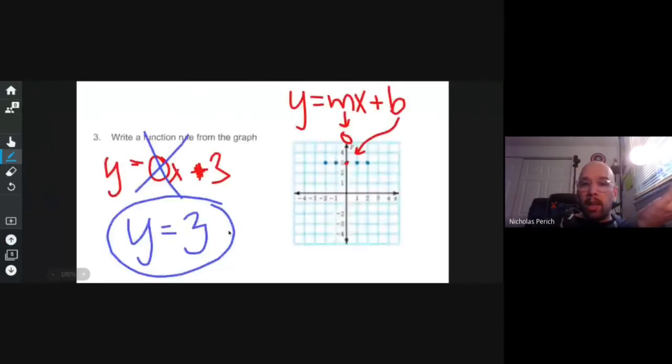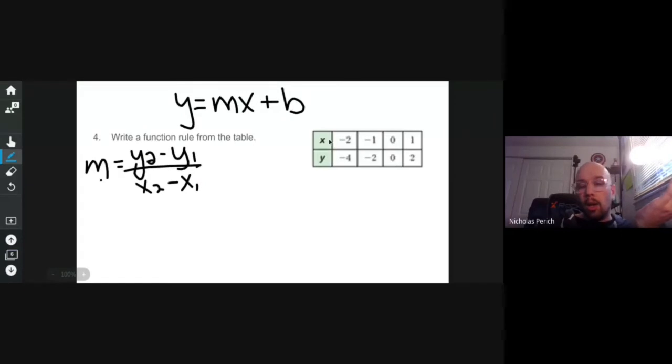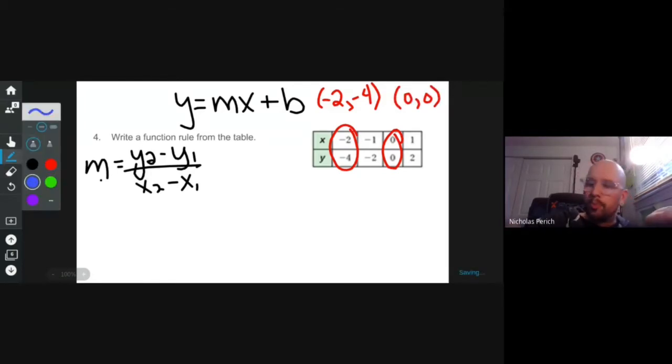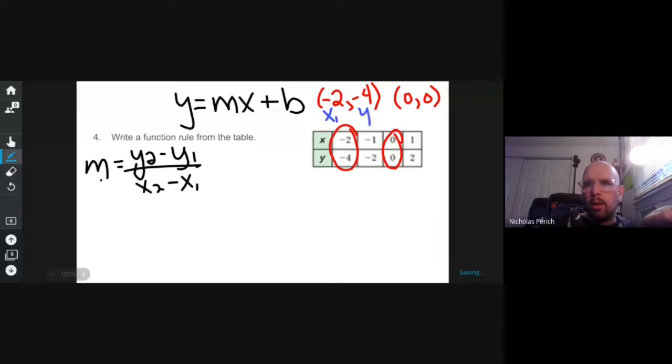Just like Mr. Perich said in one of these problems, it doesn't matter which points you pick. If I just pick 2 points, I'm fine. So let me pick these two, they look like they're going to be easy. So I have -2, -4. And why is it -2, -4? Because the x value is -2 and the y value is -4. This is 0, 0. I now have to label my points: x sub 1, y sub 1, x sub 2, y sub 2.